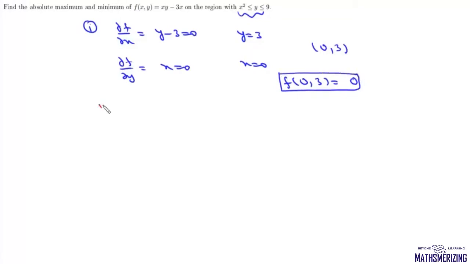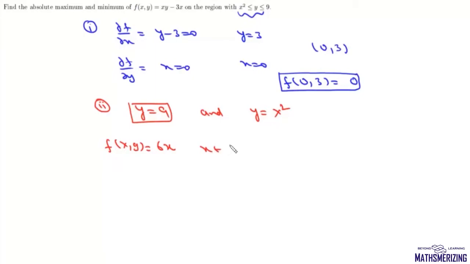Now second step is we'll need to find minimum and maximum value of this function at the boundary curve. Now here we have two boundary curves, y equals 9 and y equals x square. Now we'll take y as 9. We can write f(x, 9) and it'll be 9x minus 3x, which will be simply 6x, where the value of x will lie between minus 3 and plus 3.